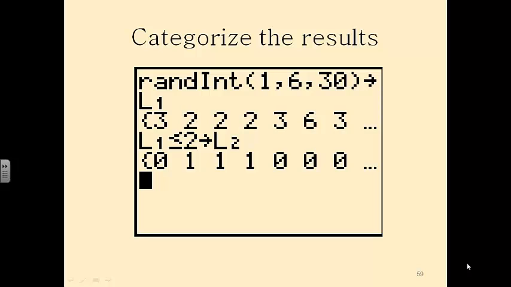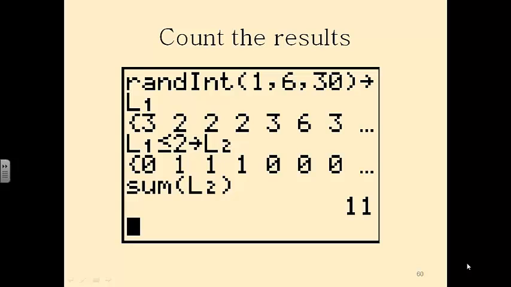Now, that's a less than or equal to sign, and here's how you find that. Second, and then the math button. It's the blue button that says test, so second test, and then the 6th one down is less than or equal to. So you do list 1 less than or equal to 2, store that, there's the arrow again, store into list 2. And you can see that it converts everything that's above a 2 into a 0, and everything that's a 1 or a 2 becomes a 1.